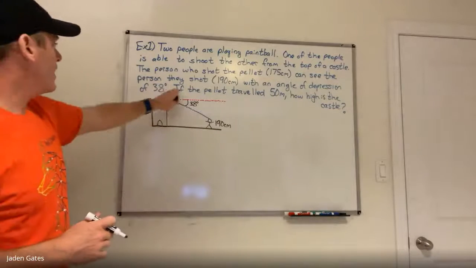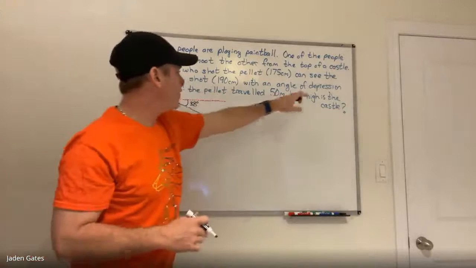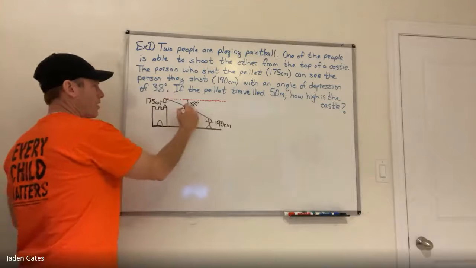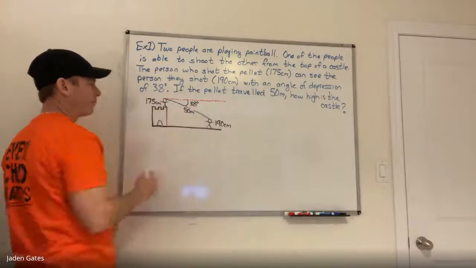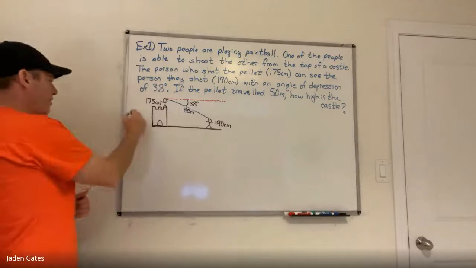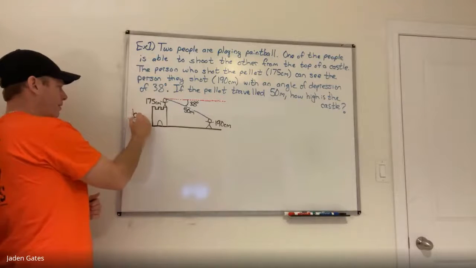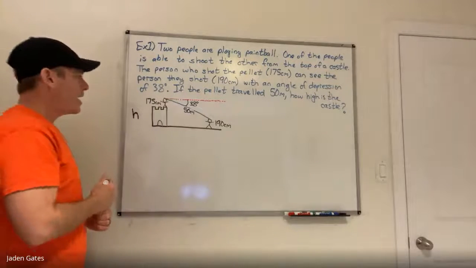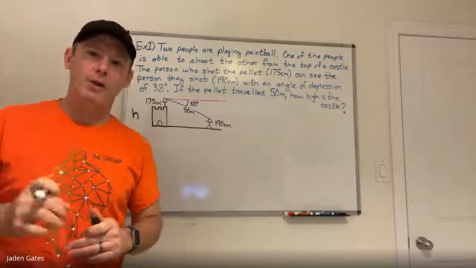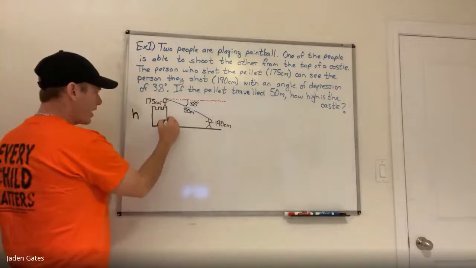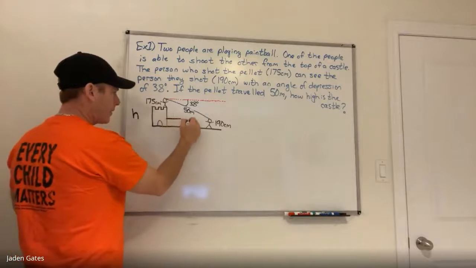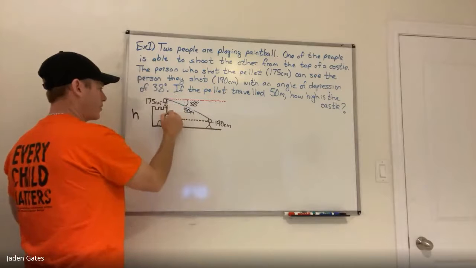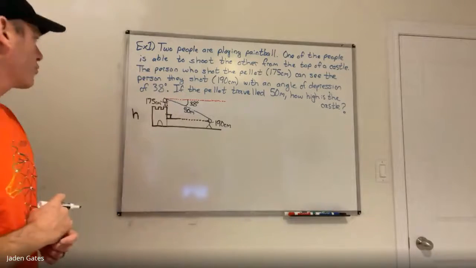All right, now, if the pellet traveled 50 meters, how high is the castle? So this blue line here is our 50 meters, and what we want to know is the combined height of our castle, how high that castle is. Now, again, trigonometry, we're dealing with right angle triangles, so I have a right angle triangle here. Our castle is straight up, so there's our 90 degree angle.